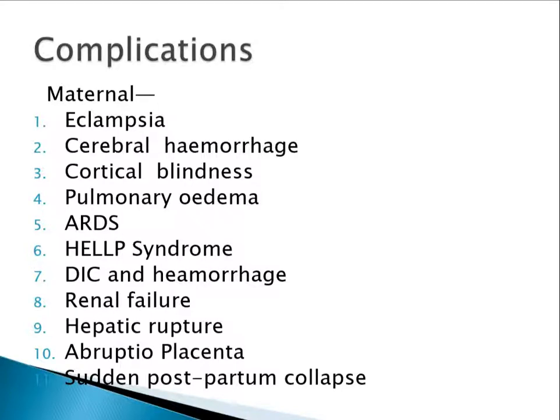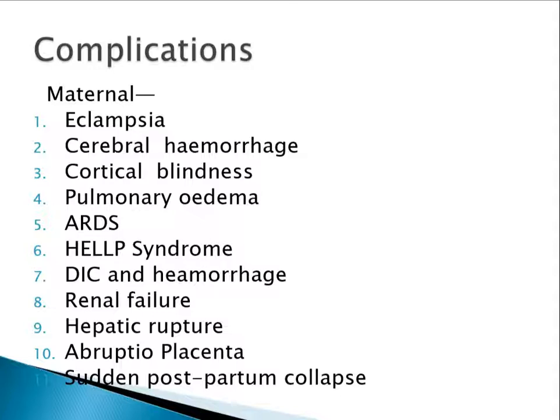ARDS is adult respiratory distress syndrome as a consequence of pulmonary edema. HELLP syndrome, I had already discussed that. DIC and bleeding. DIC is disseminated intravascular coagulation. I will talk about that in detail later. Renal failure can occur, which can be a tubular necrosis or a cortical necrosis. Hepatic rupture can occur when the small areas of bleeding coalesce, and then it becomes a bigger area of hemorrhage, and then ultimately rupture of the liver can occur.